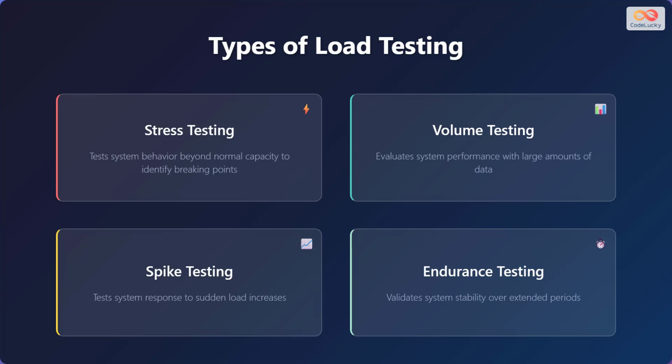There are several types of load testing, each serving a unique purpose. First, we have stress testing, which tests the system's behavior beyond its normal capacity to identify breaking points. Next is volume testing, which evaluates system performance with very large amounts of data. Then there's spike testing, designed to test the system's response to sudden and drastic increases in load. Finally, we have endurance testing, which validates the system's stability over extended periods.